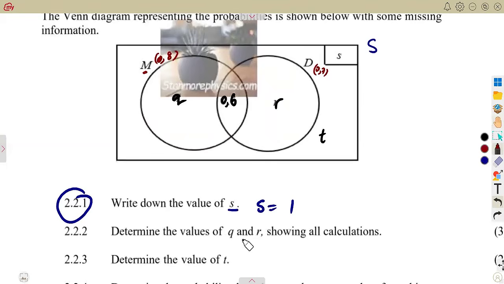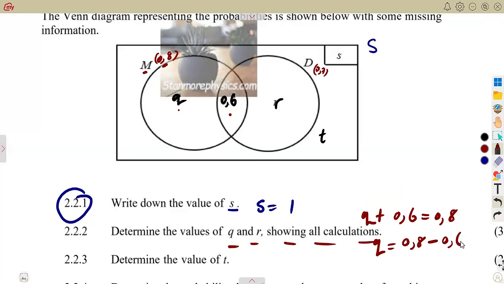Okay, determine the values of Q and R showing all calculations. How can you calculate Q and how can you calculate R? Guys, the whole of M, this one, the probability here is 0.8. Meaning to say, if I take these two together, Q plus the 0.6, I'm supposed to obtain the 0.8 as the total. So what is Q? Simply take the 0.6 to the other side. So Q was simply going to be the difference there, which is 0.2. So that's our Q.